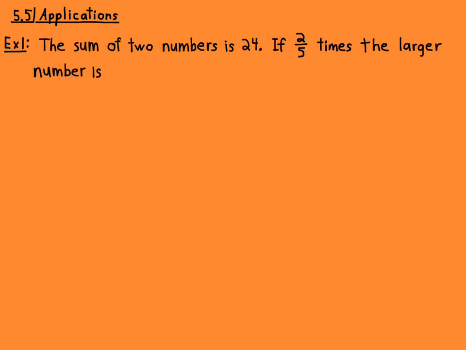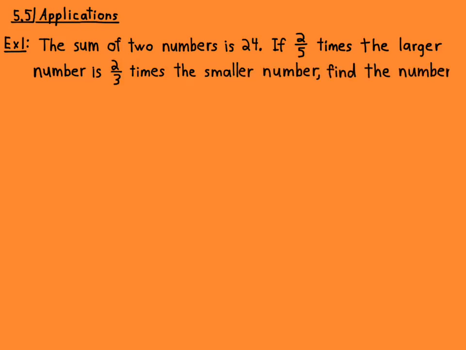Anyway, it says the sum of two numbers is 24. If 2/5 times the larger number is 2/3 times the smaller number, find the numbers. So the trick to this, first of all, is to make up letters for the two numbers. Now there's two ways to do this. You can use different letters for each number. There's two of them. Unknown numbers, find the numbers, right? The sum of two numbers, it says. It actually means integers, but it probably works out as an integer anyway.